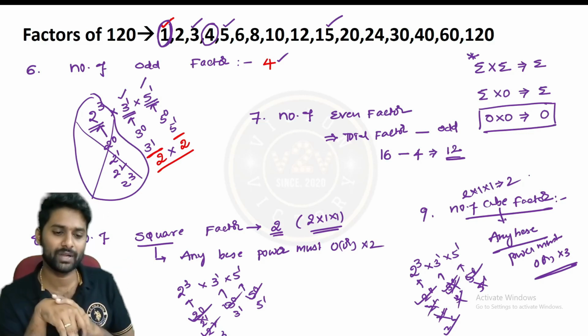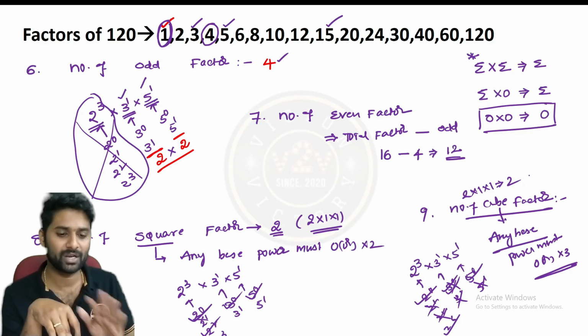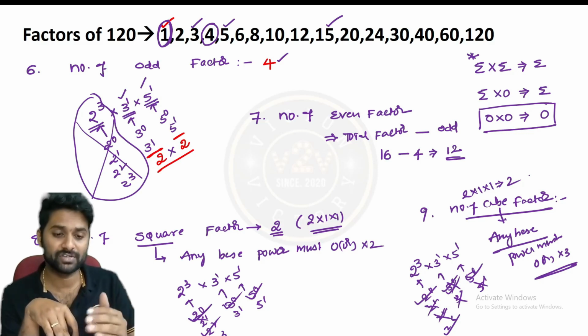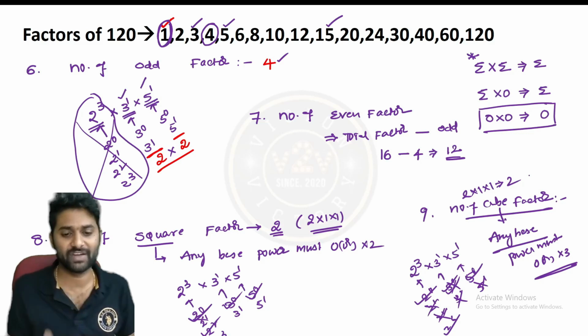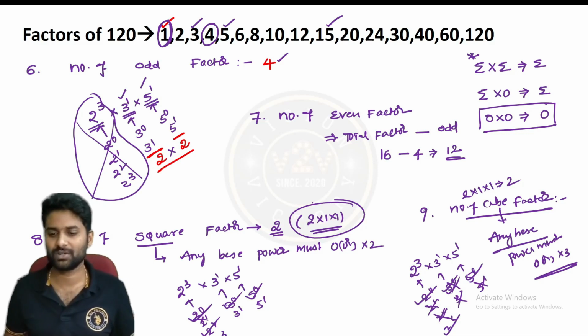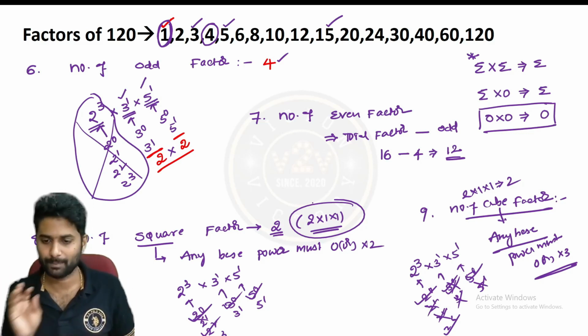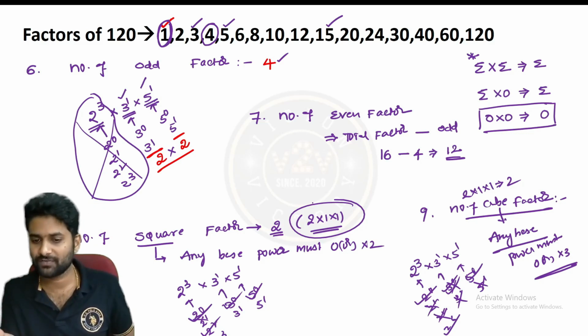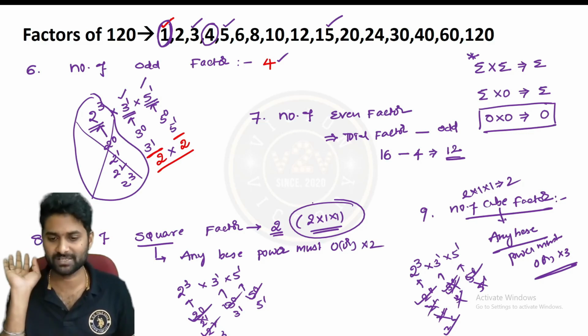3 పవర్ 1 లో ఎన్ని ఉన్నాయి, 3 పవర్ 0 స్క్వేర్ నెంబర్, 3 పవర్ 1 కాదు. 5 పవర్ 1, 5 power 0 is a square number, 5 power 1 is not. That's why total number of square factors are exactly equal to 2. Same way, cube factors అడిగాడు. Cube factors ఏం చెప్తున్నాడు, you can take any base, but power must be 0 or multiples of 3. పవర్ లో 0 కానీ మల్టిపుల్స్ ఆఫ్ 3 కానీ ఉంటే అవన్నీ క్యూబ్ నెంబర్స్ అవుతాయి.